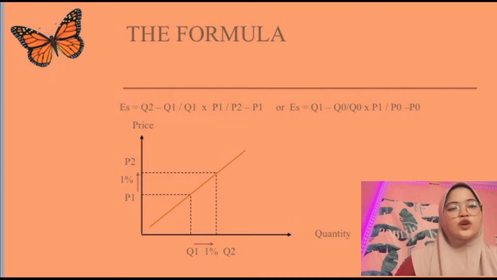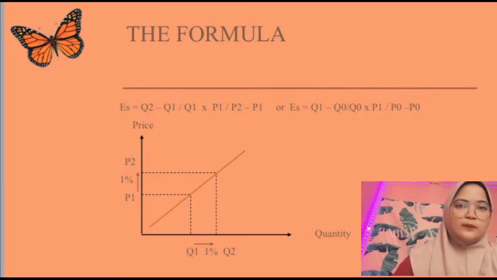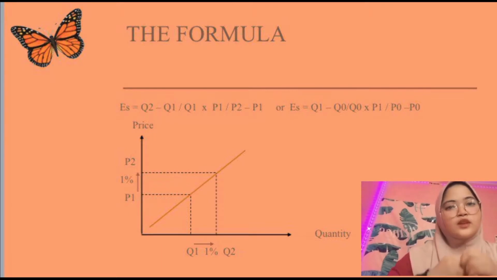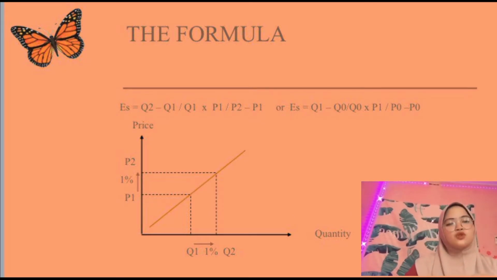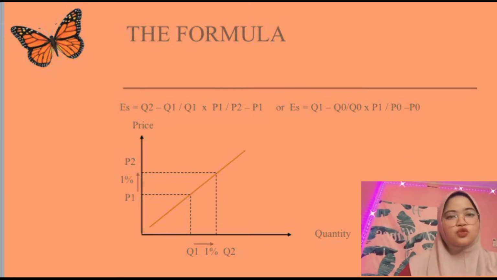Okay guys, I know you are still confused. What is Q2, Q1, P1, P2? So let me explain. Q2 is the new quantity. Q1 is the old quantity. P1 is the old price. P2 is the new price. So the explanation is: Q2, the new quantity, is subtracted from the old quantity Q1 and divided by the old quantity Q1, and multiplied by the old price P1 divided by the new price P2 minus the old price P1.